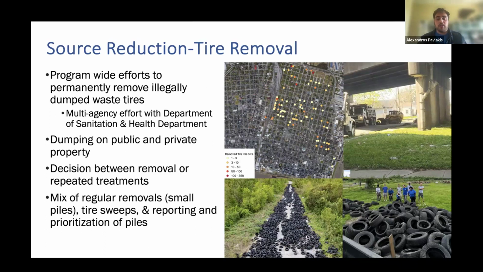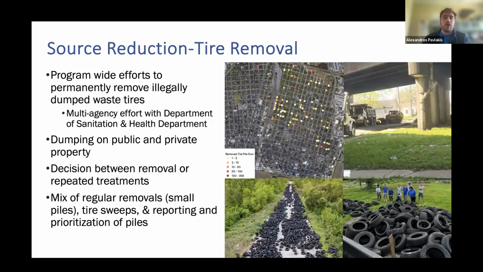We also conduct these larger tire sweeps, which we have an example of in the top left, where we have a full day or 2 days where we're going street by street and removing every tire pile that we see. And we also report and prioritize tire piles that are specifically around residents or areas where, if we have cases of arboviruses from container breeders, we know that we need to make sure that we're reducing all potential containers in those areas. So we can work with these other agencies to make sure we prioritize these issues.